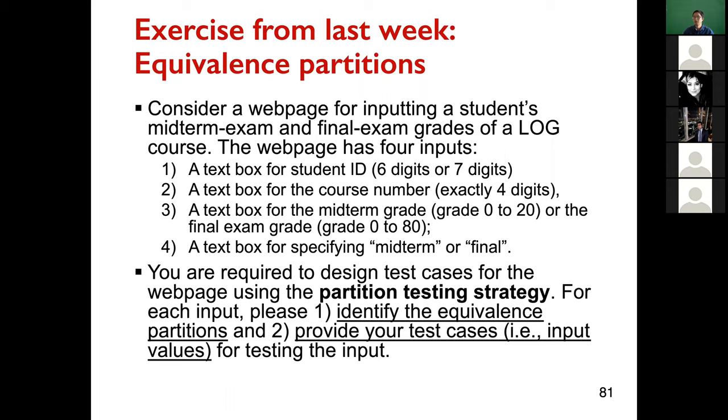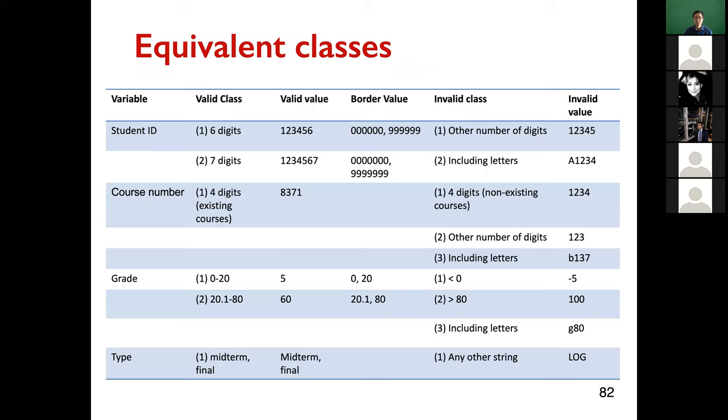So you are required to design test cases for a web page using the partition testing strategy. You need to identify equivalence partitions and provide your test cases for testing the input. Okay. So what are the equivalence classes? For each input variable, we need to find the valid equivalence classes and invalid classes as well. For valid classes, we need to find the valid values or happy values, right? And we need to also find the marginal values or border values. And we also need values for invalid classes, where you have a value for each invalid class, okay?